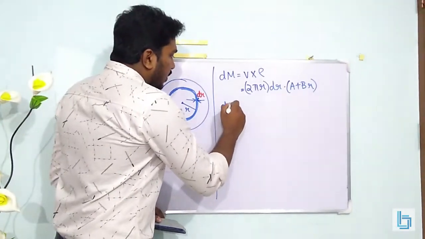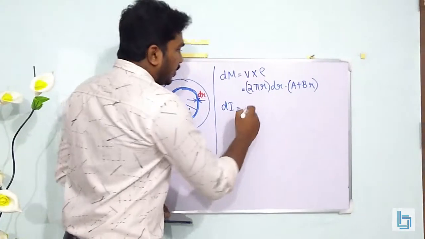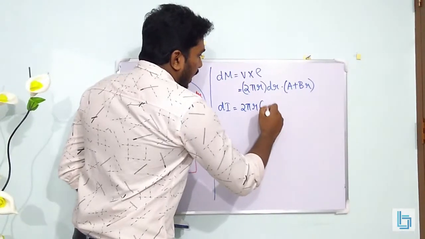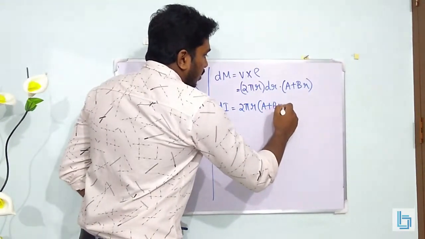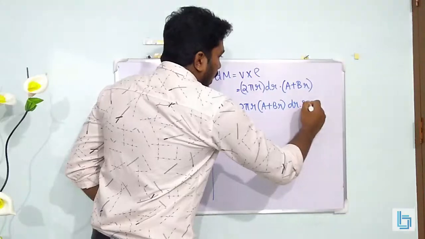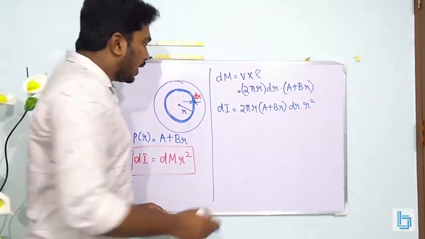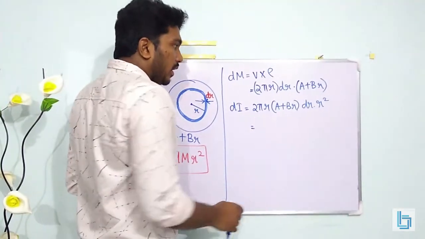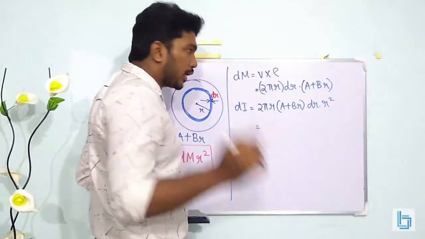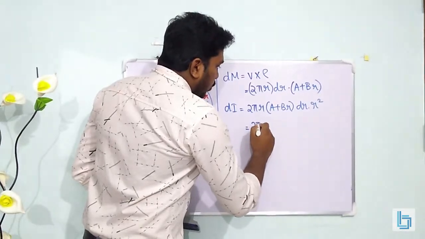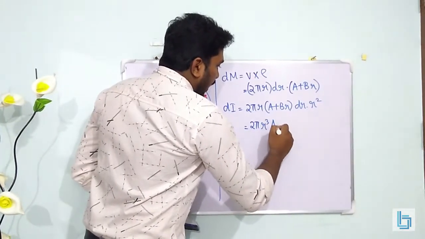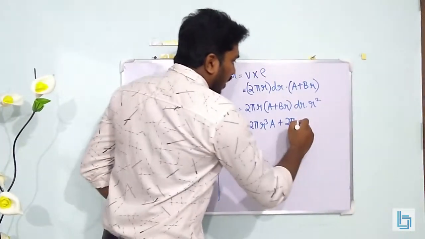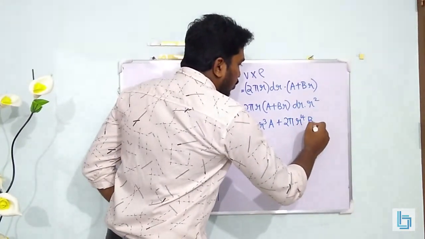Now, we have to substitute this condition over here. So dI is equal to 2πr (a + br) dr into r squared. Now let's simplify this further by opening the brackets. Let's see what you get. r squared into r is actually r cubed. So you'll be getting 2π r cubed a plus 2π r raised to 4 b, dr.